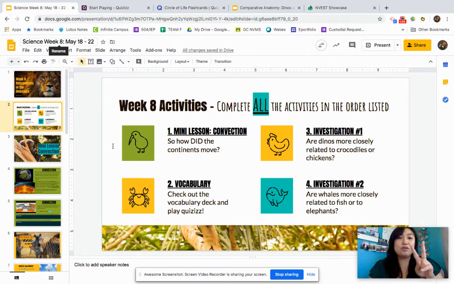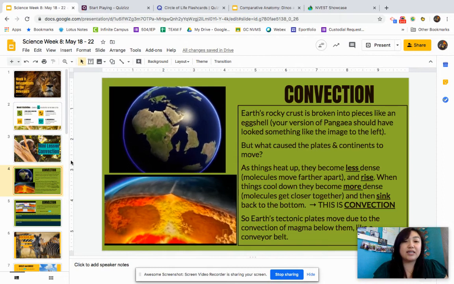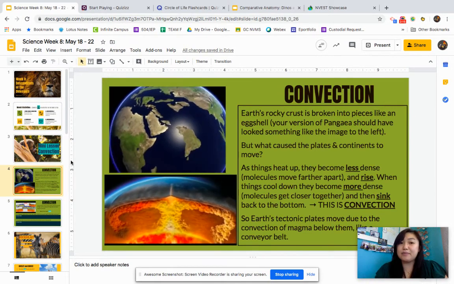And then there's 2 investigations. So are dinosaurs more closely related to crocodiles or to chickens? And then are whales more closely related to elephants or to fish? So those are the 2 things that you're going to be working your way through, or 4 things, I should say. So for the lesson on convection, this slide here has some information.